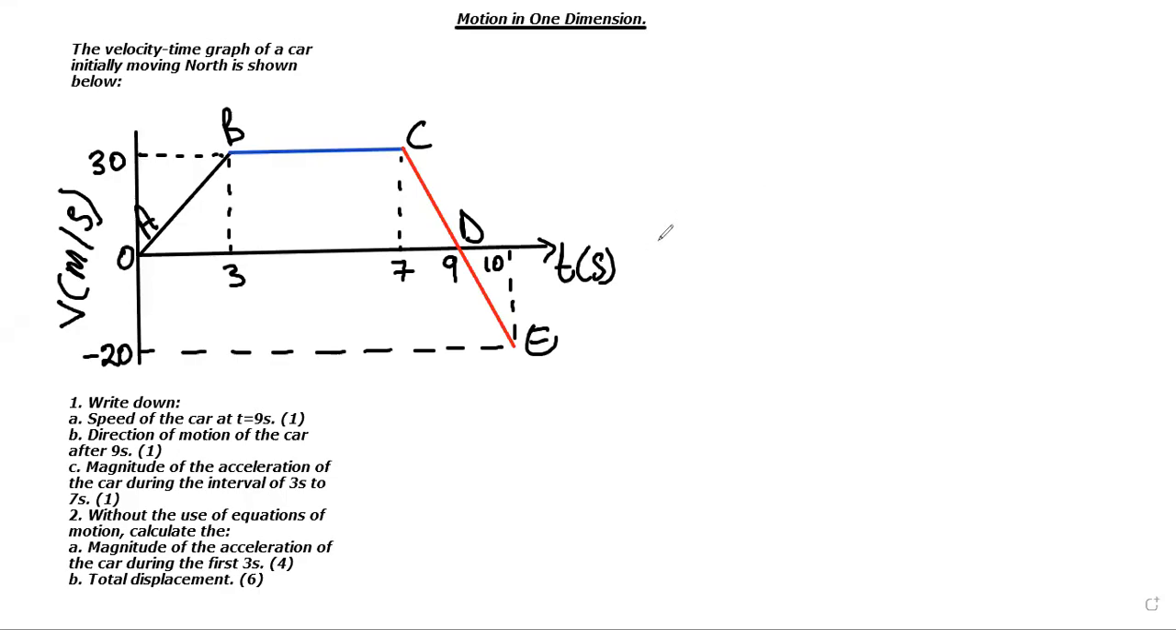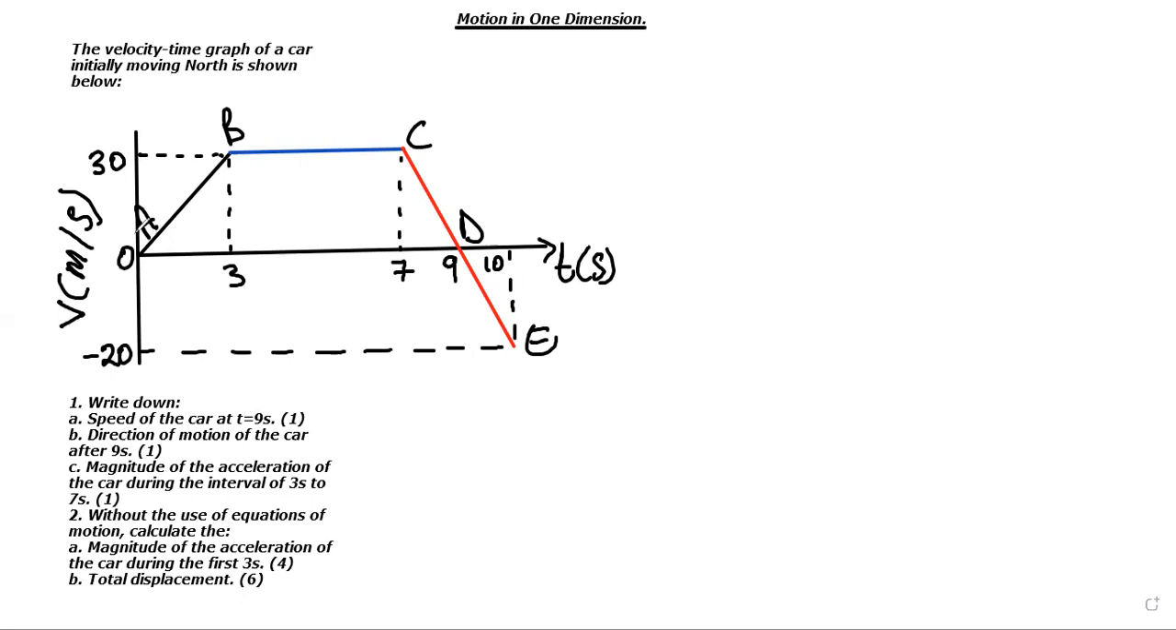So in this case, we are given the velocity time graph for a car that is initially moving to the north. So let's analyze this graph and describe the motion of this car. If we look at the part AB, here we understand the car is moving at a constant or uniform acceleration to the north.